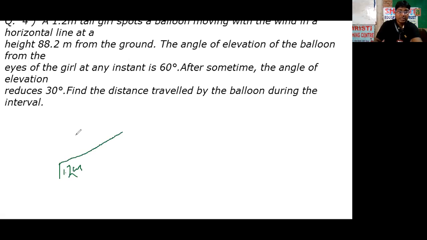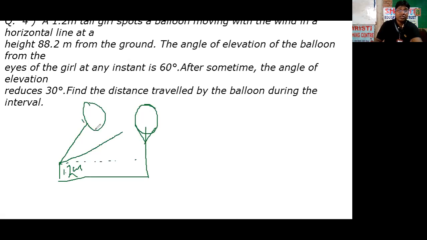two cases. In the first case, this is the dotted line, and this is the ground, and from here this is the balloon, the final position of the balloon in the second case. And in the first case, this is the position of the balloon, and the angle of elevation is this one, 60 degrees. In the first case 60 degrees, and in the second case, when the balloon shifts from this place to that place, it becomes 30 degrees.